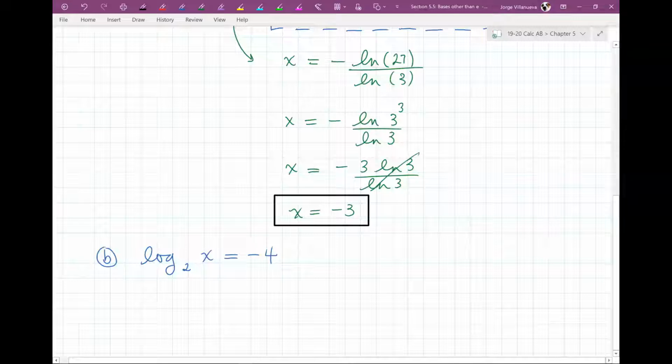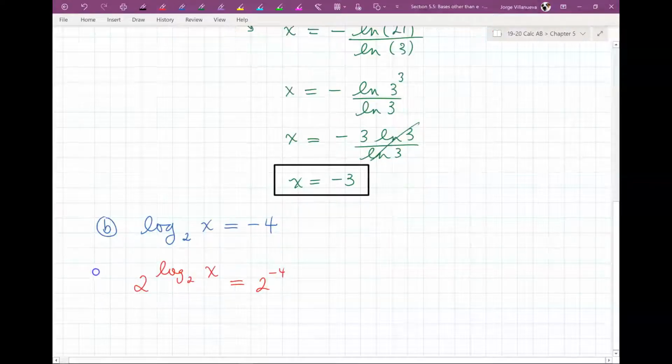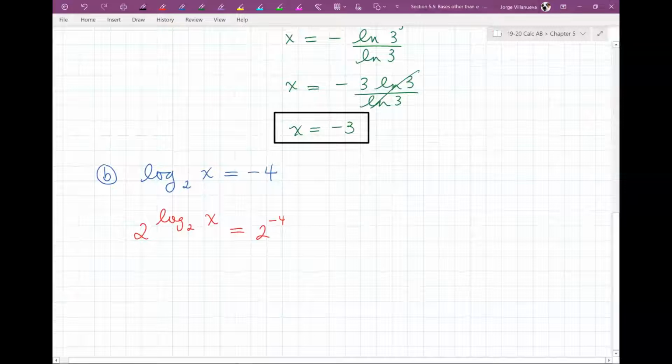the base e, right? Because e and natural log have the same base, even though we don't see it. Well, log has a base 2 here. So in order to get rid of that log base 2, I'm going to use a base 2. So it's going to look like this. 2 to the log base 2 of x equals 2 to the -4. Now the 2 to the log base 2 will cancel itself out. So all you're going to have is an x. And that's 2 to the -4.